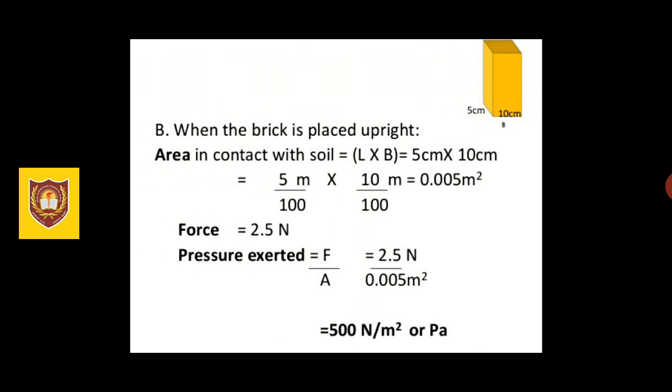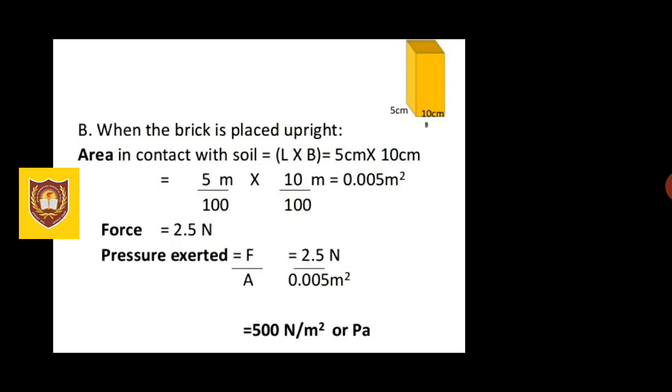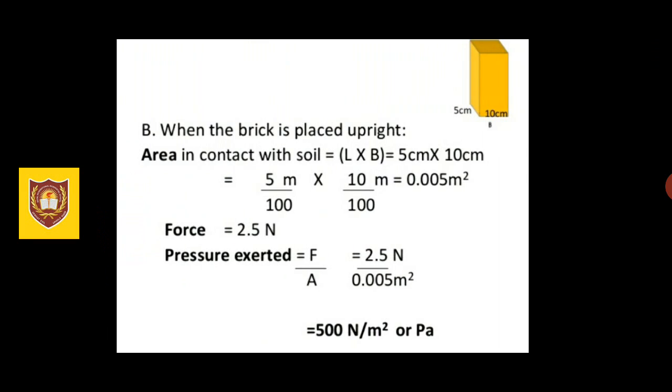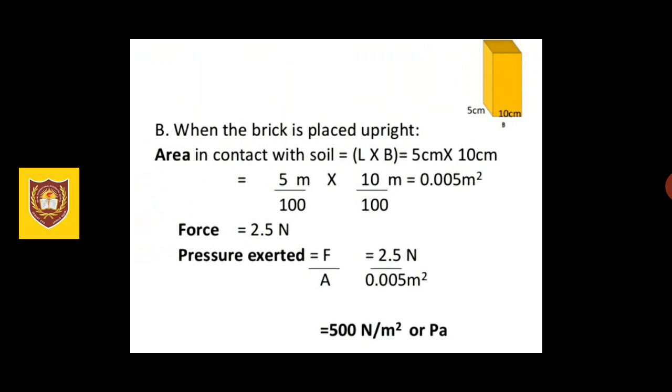Force already given, that is 2.5 Newton. Pressure is equals to force upon area, that is 2.5 by 0.05 Newton per meter square. So the answer will be 500 Newton per meter square or Pascal. So observe the answer. In the B case it is 500 Pascal and in the A case it is 100 Pascal. So in which case the more pressure acts? In the B case, when the less area is in contact with the surface of the soil or with the floor. So it means less the area, more the pressure.